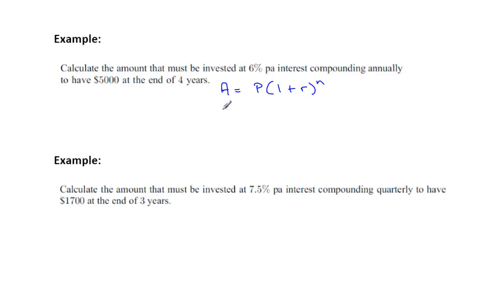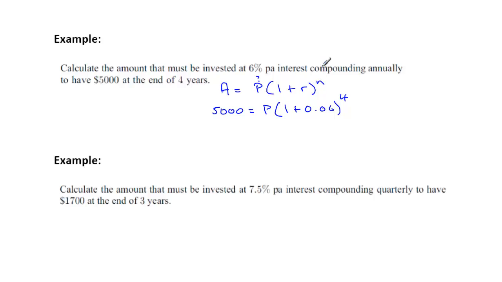Now in this case it says calculate the amount that must be invested. We don't know P, so that's the question. What we do know is that we want $5,000 at the end altogether. We do know the interest rate, which is 6%. So we can convert this to a decimal, 0.06. And we know that it's for a period of 4 years. So how do we do this?